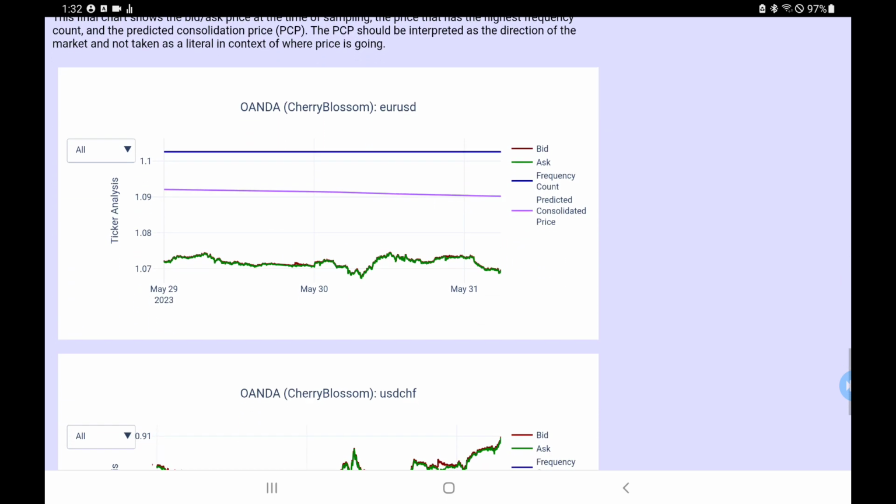Let's take a look at the Euro USD. And you'll see where the bot has calculated the frequency count and then the predicted consolidated price. So the bot believes that the Euro USD is going to climb, even though the bid-ask pricing is drastically below that at this point.